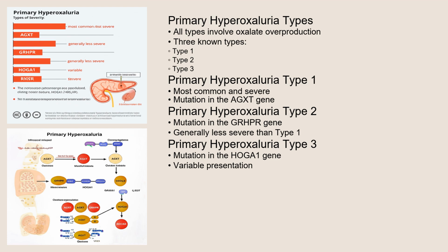While there are 3 known types of primary hyperoxaluria, type 1, type 2, and type 3, they all share the common feature of oxalate overproduction. Type 1 is the most common and typically the most severe form, resulting from mutations in the AGXT gene. Type 2 is caused by mutations in the GR gene and is generally less severe than type 1. Type 3 is caused by mutations in the HOGA1 gene and may have a variable presentation.